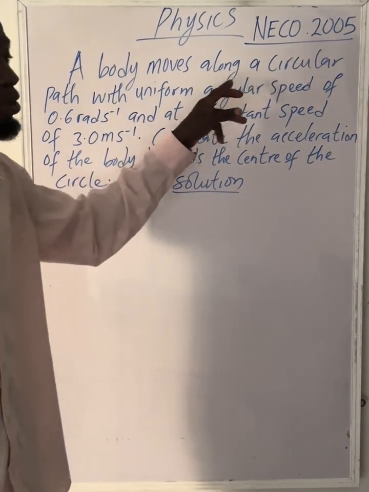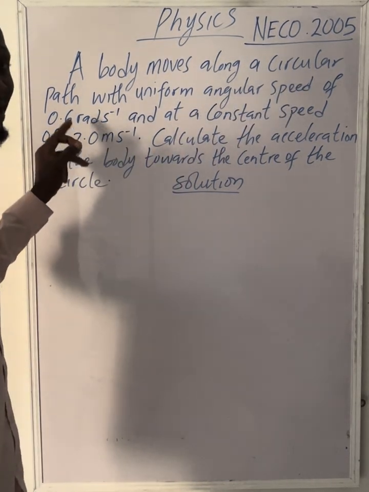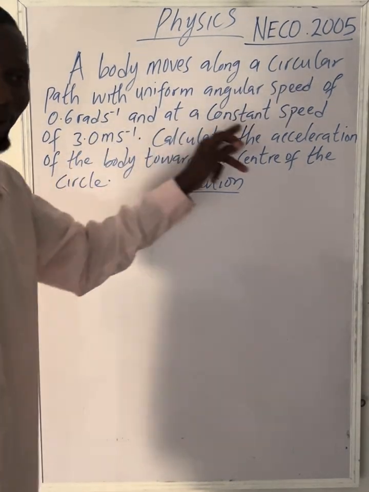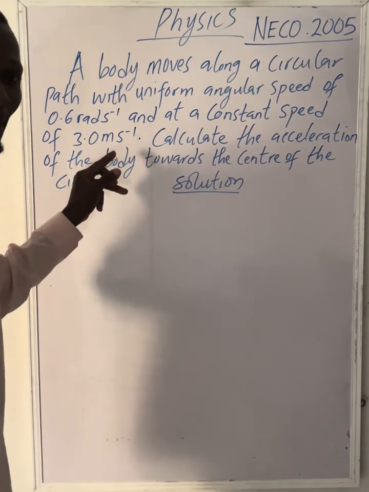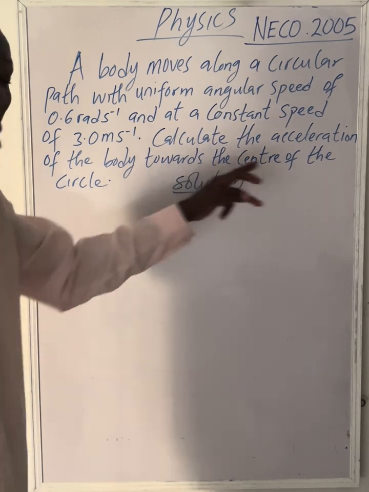A body moves along a circular path with uniform angular speed of 0.6 radian per second and at a constant speed of 3.0 meter per second. Calculate the acceleration of the body towards the center of the circle.